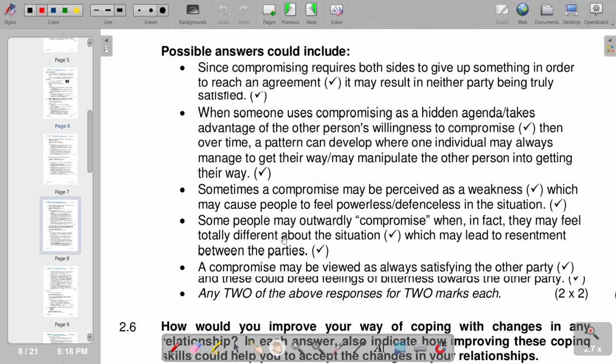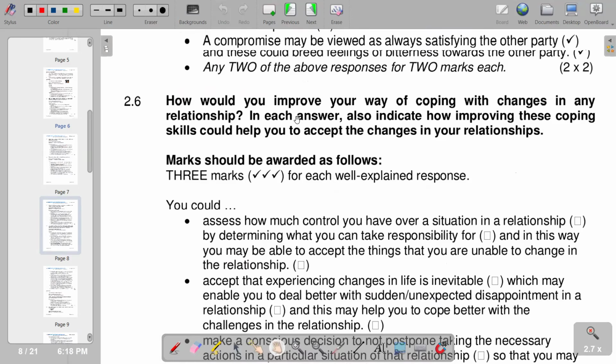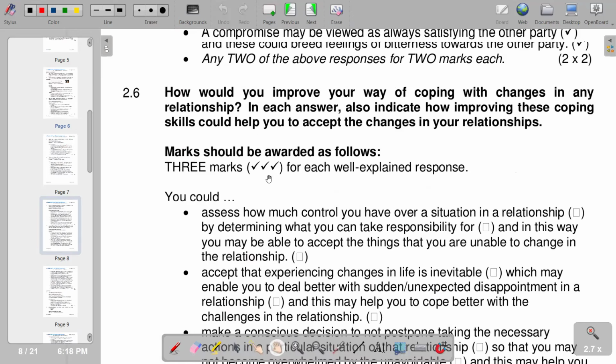So moving on to 2.6. So 2.6 is: how would you improve your way of coping with changes in any relationship? In each answer also indicate how improving these coping skills could help you to accept the changes in your relationships. So you could assess how much control you have over a situation in a relationship by determining what you can take responsibility for, and in this way you may be able to accept the things that you are unable to change in the relationship.